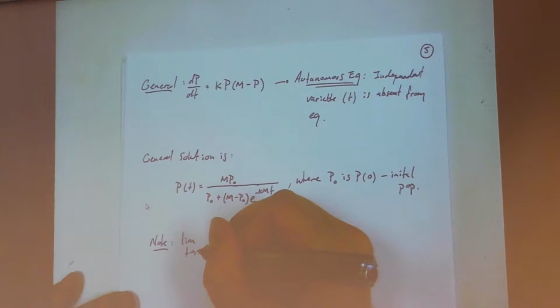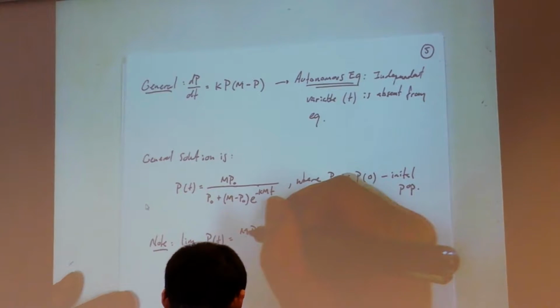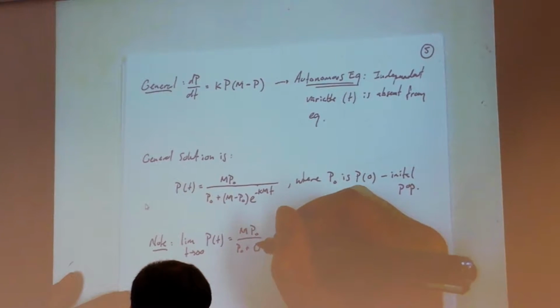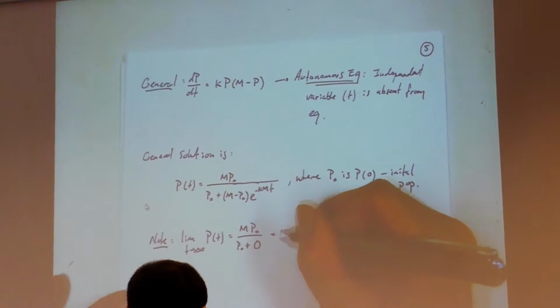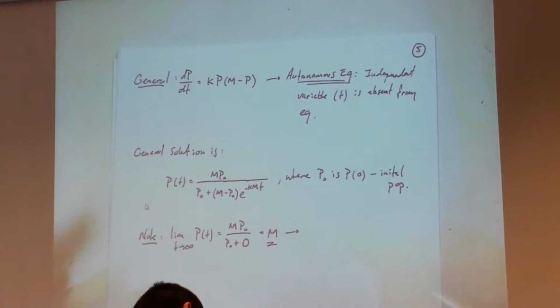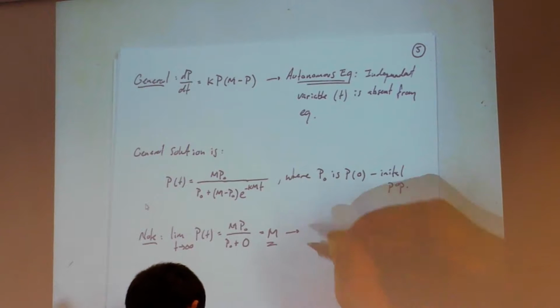So the limit as t goes to infinity of this population would be m times p naught over p naught plus this shrinks to 0 asymptotically. And m p naught over p naught is m. So this is the asymptotic or carrying capacity limiting population.